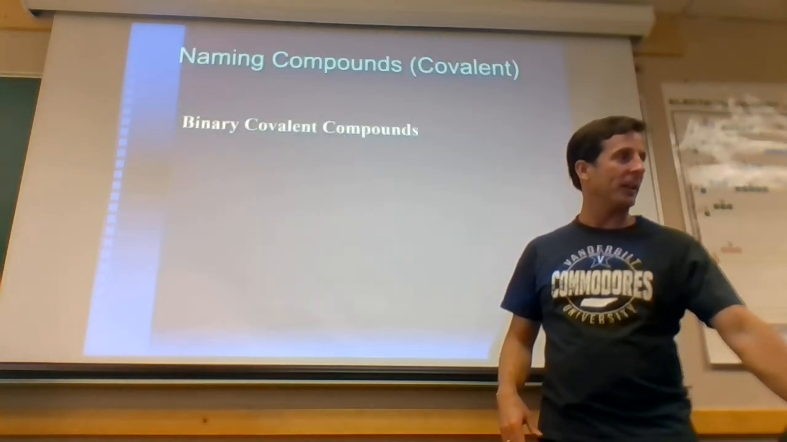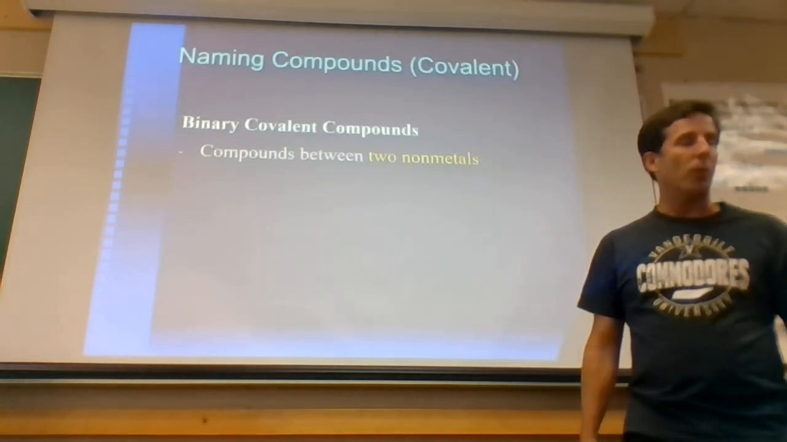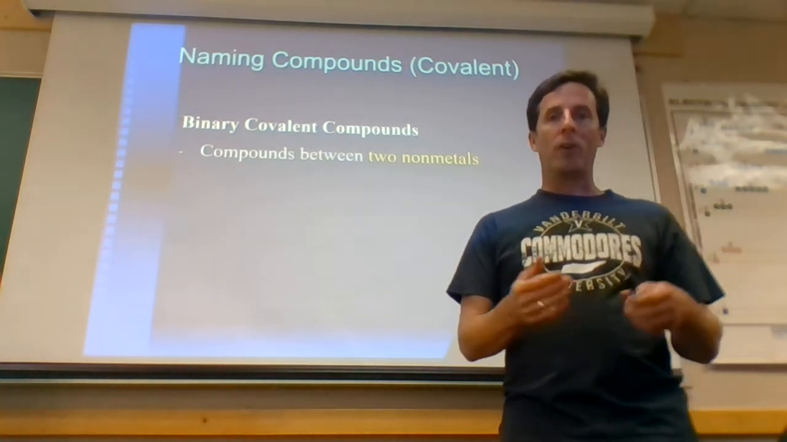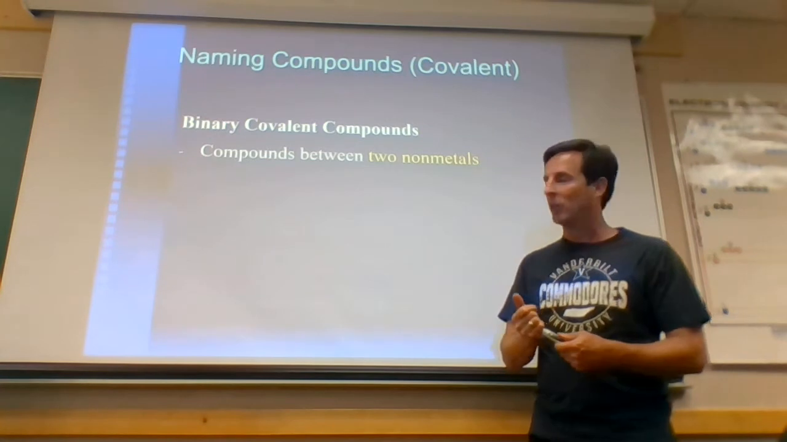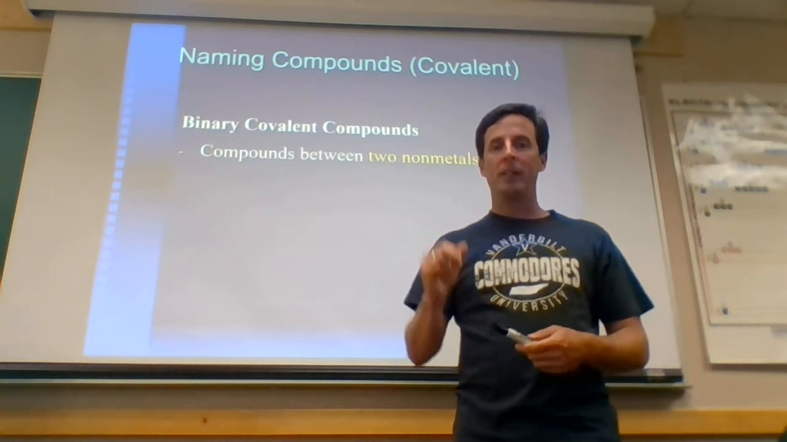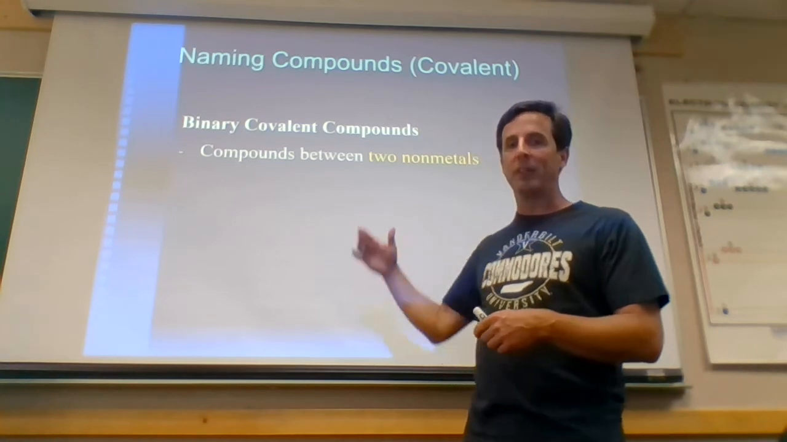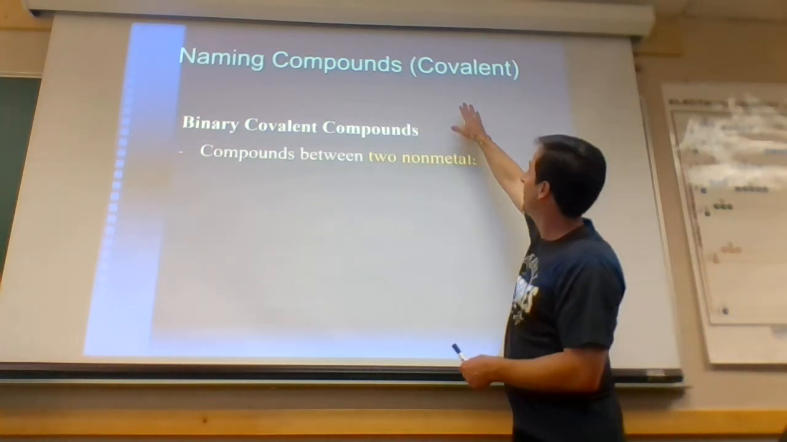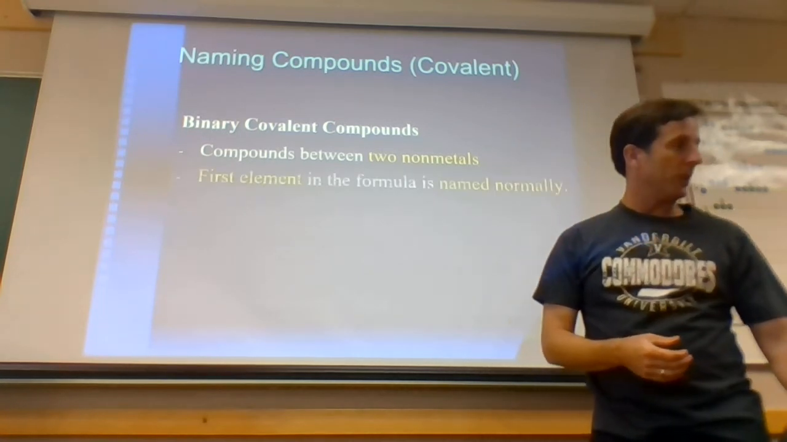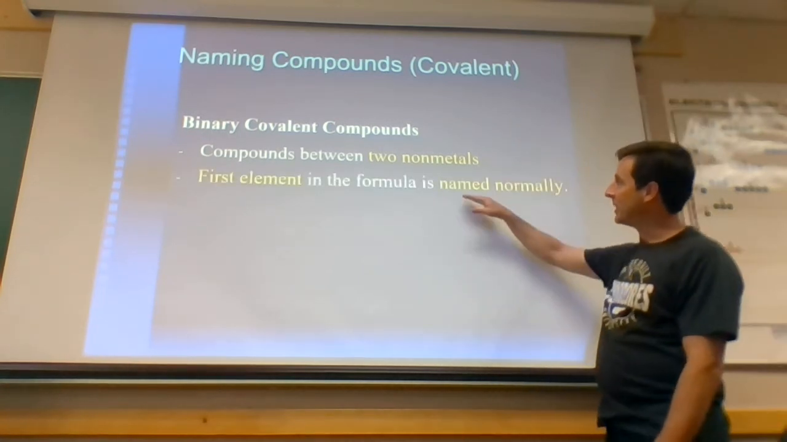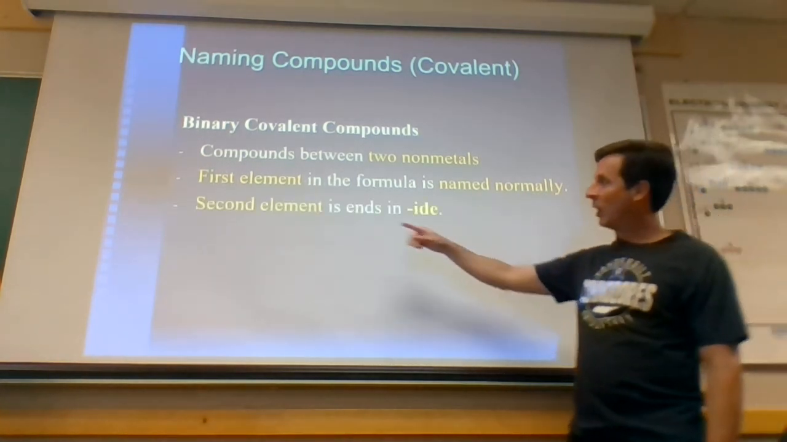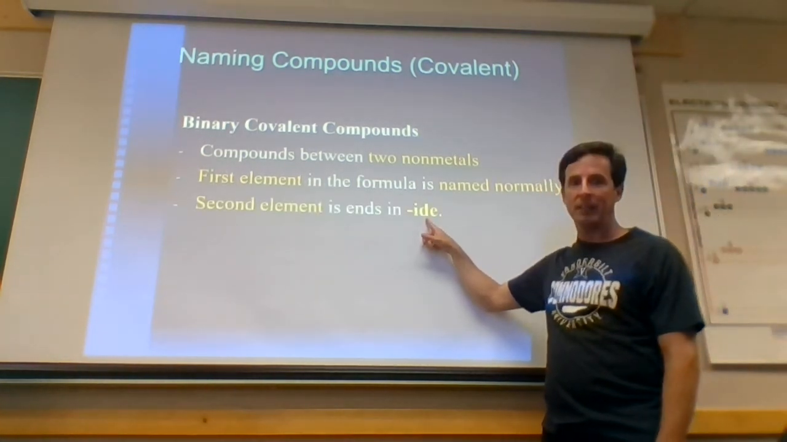All right, so now we get into naming compounds. So we're only going to be able to name by the method we're learning. We're learning how to name binary covalent compounds. Binary means there's only 2 elements. Okay, so if I have 2 elements in a compound, specifically this is going to be nonmetals. Covalent compounds only involve nonmetals. Then basically what I'm going to do, I'm going to name the first element normally. The second element, I'm going to change the ending to IDE.